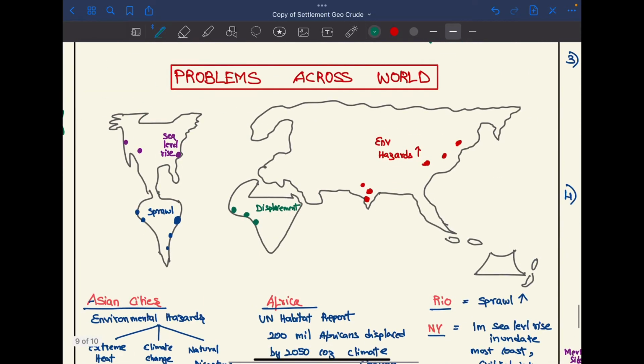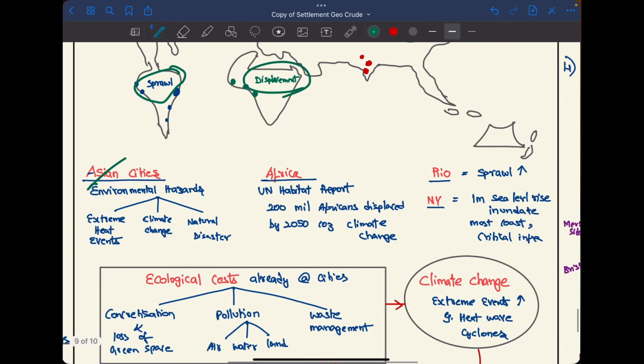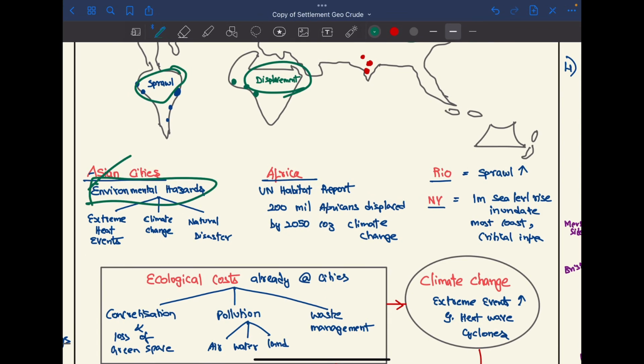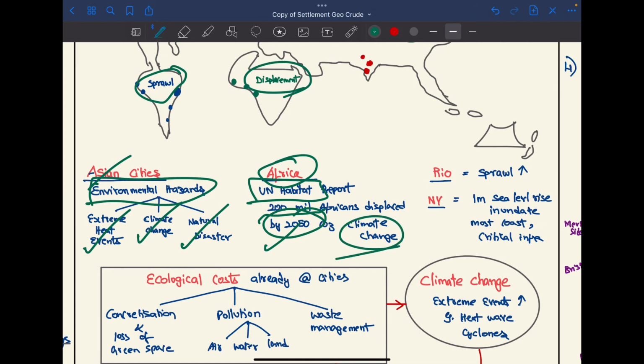So let's see some problems across the world. For Asian countries, it is the problem of increasing environmental hazards, and in Africa, it is climate change displacement. In Brazil and South America, we have sprawl problems, and in New York, we have sea level rise problems. For Asian cities, environmental hazards due to extreme heat events, climate change, and natural disasters are there. For Africa, according to the UN Habitat report, 200 million Africans will be displaced by 2050 because of climate change. In the US, sprawl is increasing. In New York City, even a 1 meter sea level rise will inundate most of the coast and critical infrastructure.